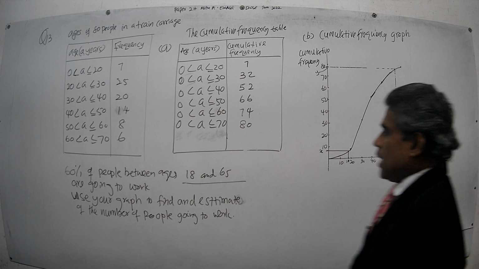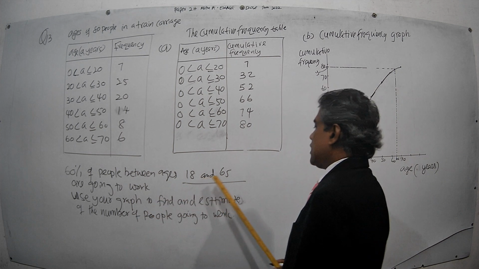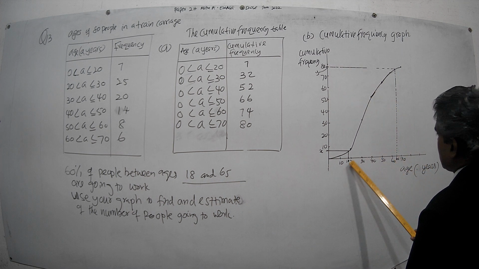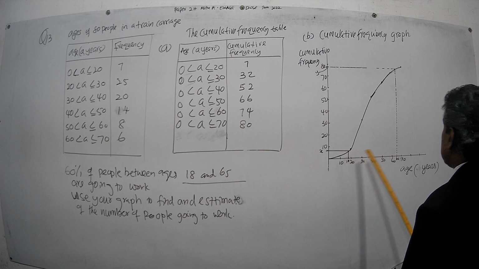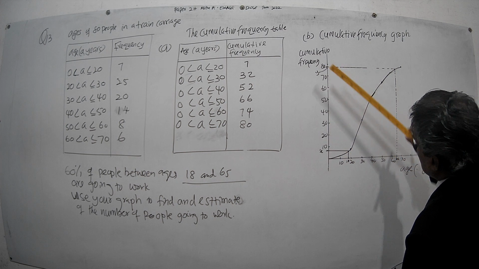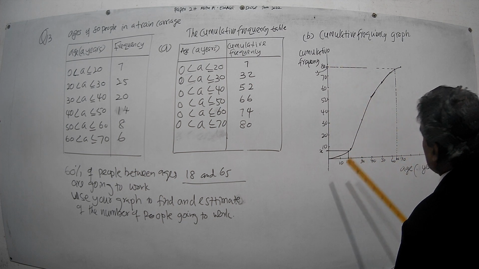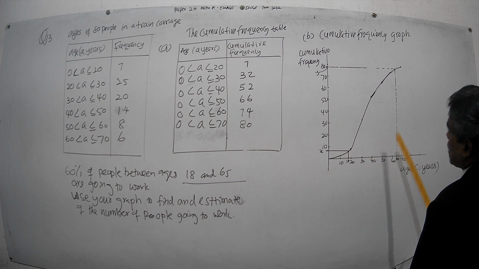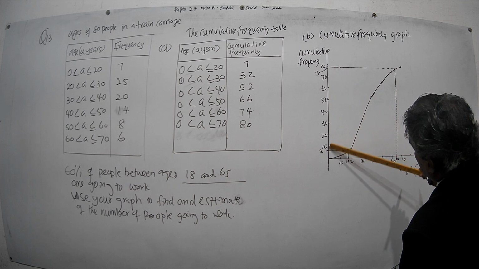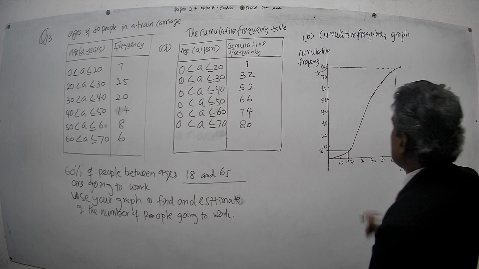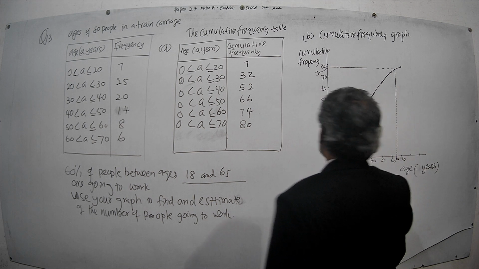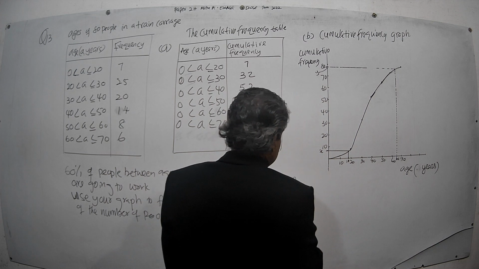Then they ask for the number of people between ages 18 and 65. Then you have to take the number of people between these two ages. Between these two ages, 18 and 65, means between these two x and y values. Therefore, the number of people between age 18 and 65 means the number of people between x and y. y is the larger value and x is the smaller value, and you can get that number of people.